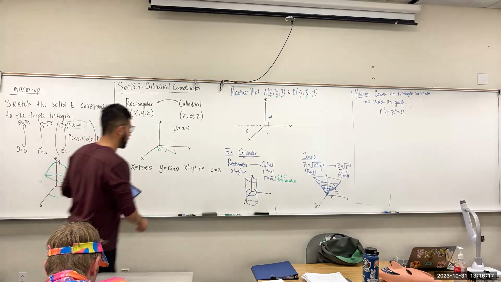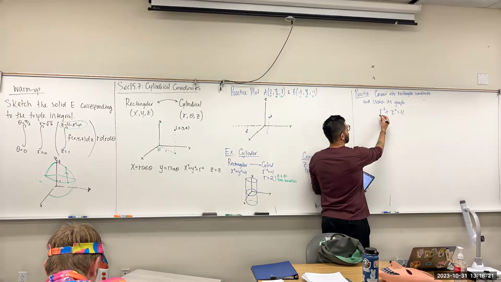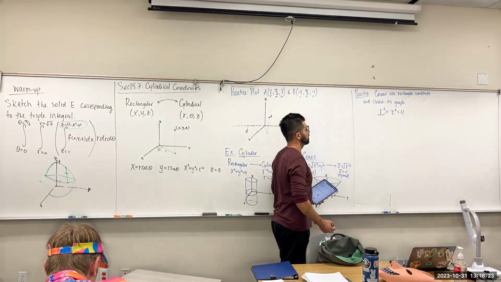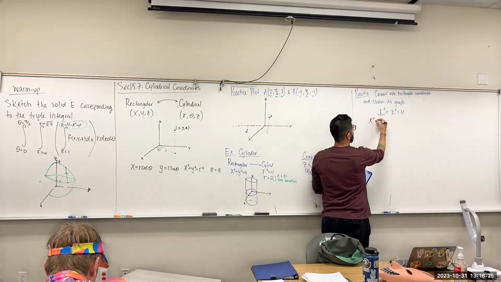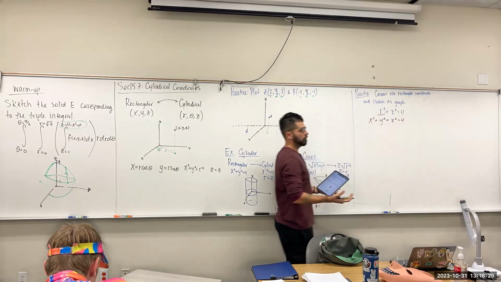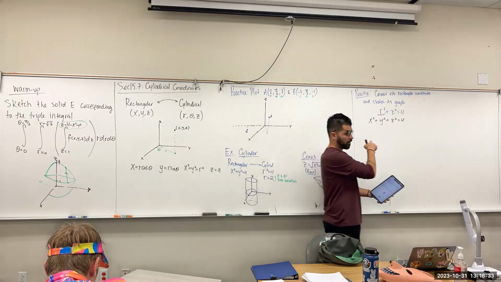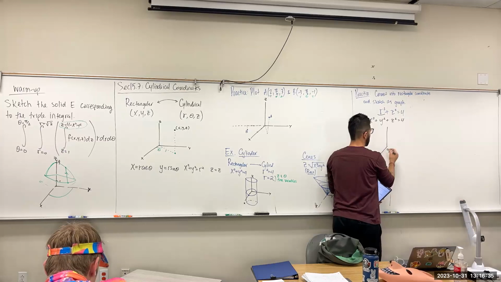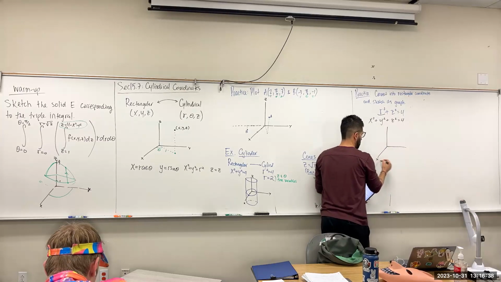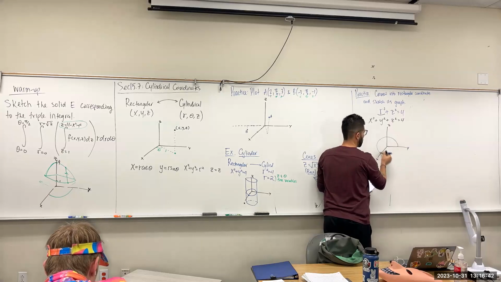All right, what did you guys get? What's the graph of this looking like? What does that become right there? x squared plus y squared plus z squared equals 4. Very familiar. What is that? It's a sphere, right? Sphere of what radius? Radius 2. Perfect. Yep, that's all it is.